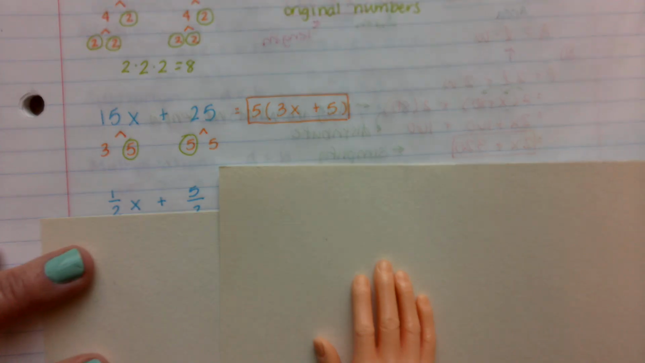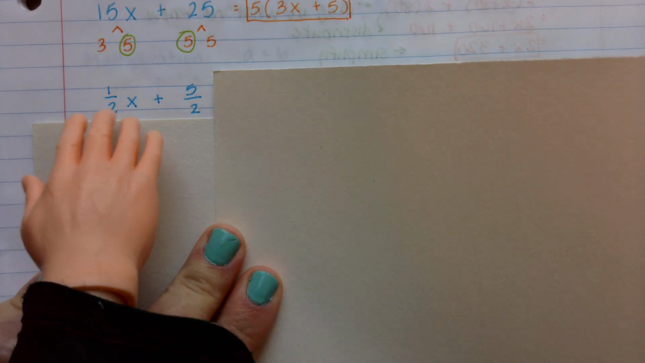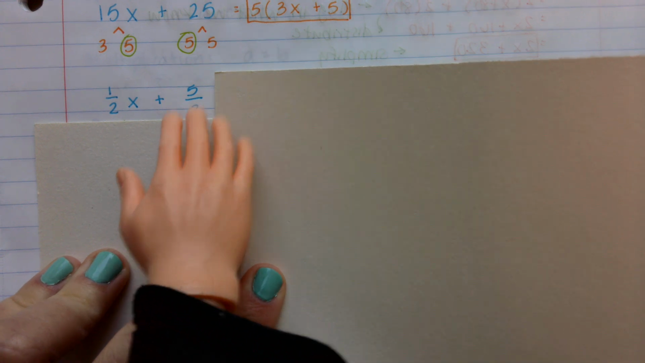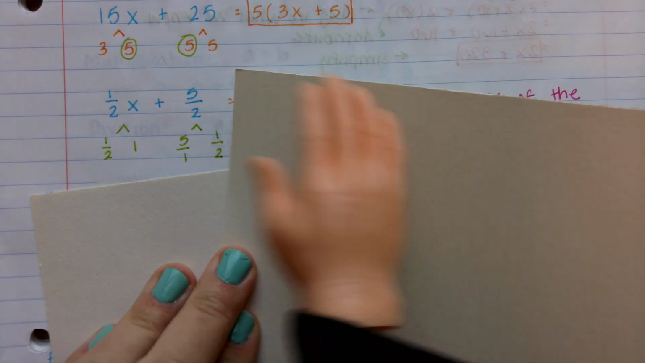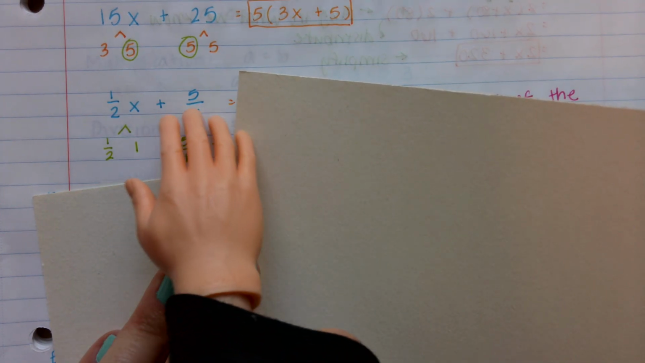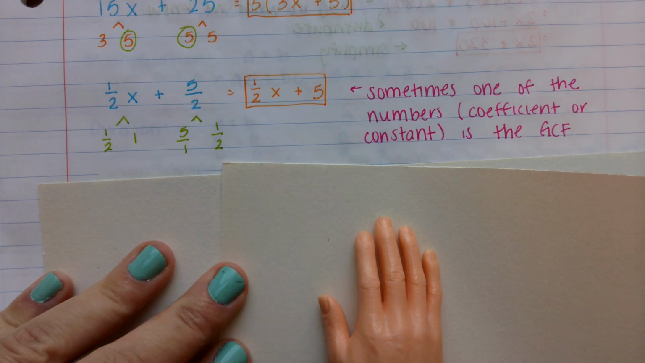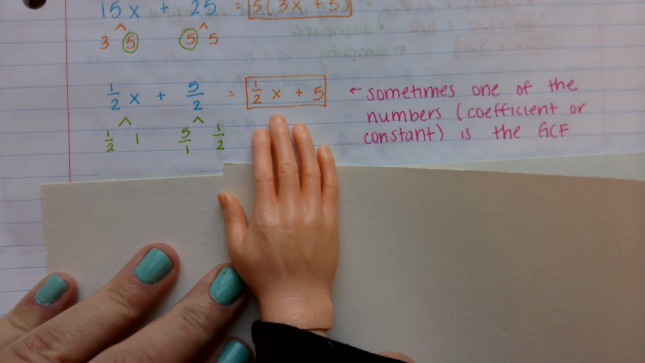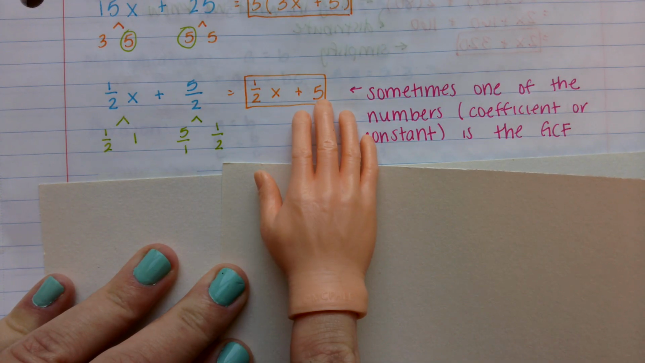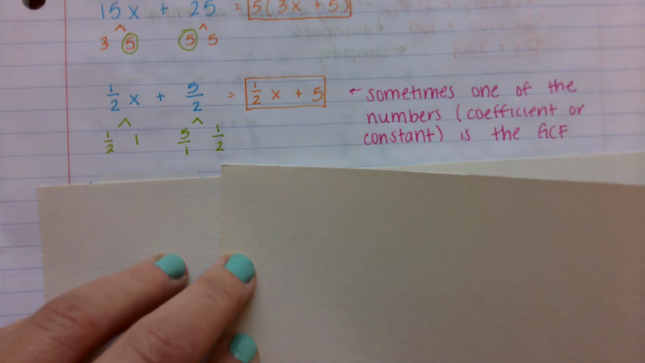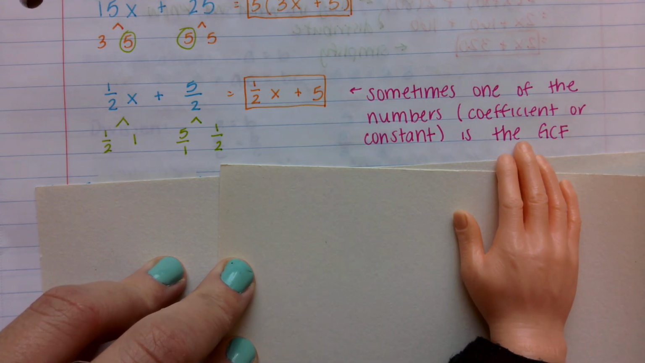Factoring 1/2 x plus 5 over 2, they both have a common denominator of 2, and so I want to factor out a 1/2, and 1/2 times 5 gives 5 over 2. If it's 1/2 times x plus 5, that would be our answer. And sometimes one of the numbers, it could be the coefficient or the constant, is the greatest common factor.